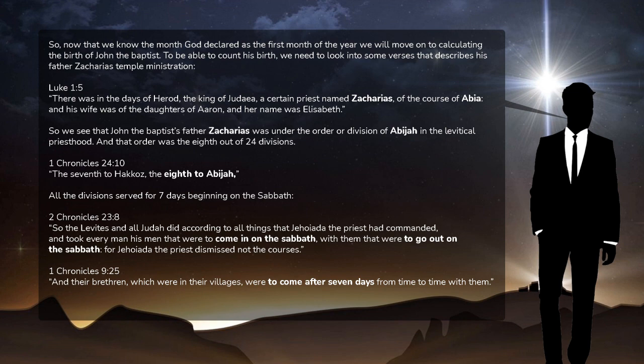1 Chronicles chapter 24 verse 10. The 7th to Hakkoz, the 8th to Abijah. All the divisions served for 7 days beginning on the Sabbath.